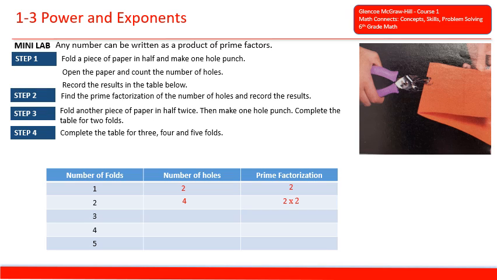Step 4, complete the table for 3, 4, and 5 folds. So if I fold it 3 times, I'll get 8 holes, and it would be 2 times 2 times 2. 4 folds, number of holes is 16, and it's 2 times 2 times 2 times 2. 5 folds would be 32 holes. 2 times 2 times 2 times 2 times 2 are the prime factors.